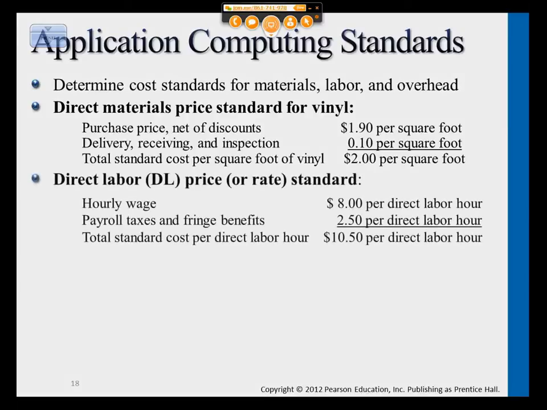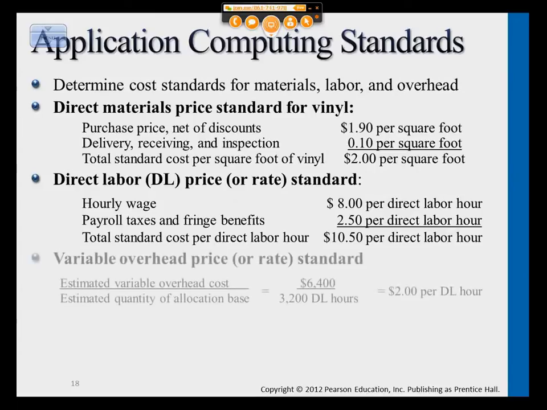The next one is the direct labor price or rate standard. We calculate this too. We know that our hourly wage is given as $8 per direct labor hour. That's just the hourly wage for workers. We also have payroll taxes and fringe benefits, which are $2.50 per direct labor hour. We sum those two up and derive our total standard cost of $10.50 per direct labor hour.